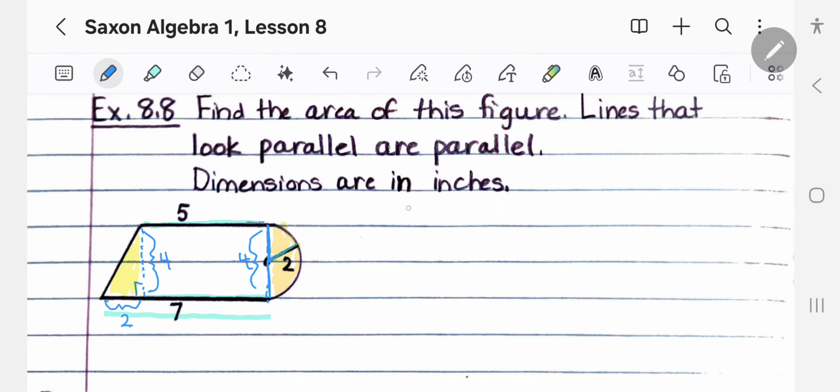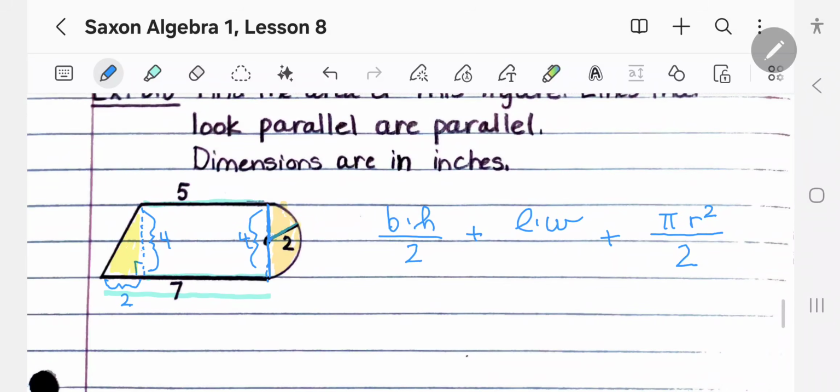Let's begin to work on our triangle, okay? We'll just go from left to right. We know that a triangle is base times height divided by 2 when you're finding your area. And then we're going to be adding to that rectangle, which is length times width, right? And then we're going to be adding to that not a whole circle. It's going to be half of a circle, so we're going to have to divide it by 2. And the area of a circle is pi times the radius squared. So this gives us all of our formulas, and we can just put all of our information in.